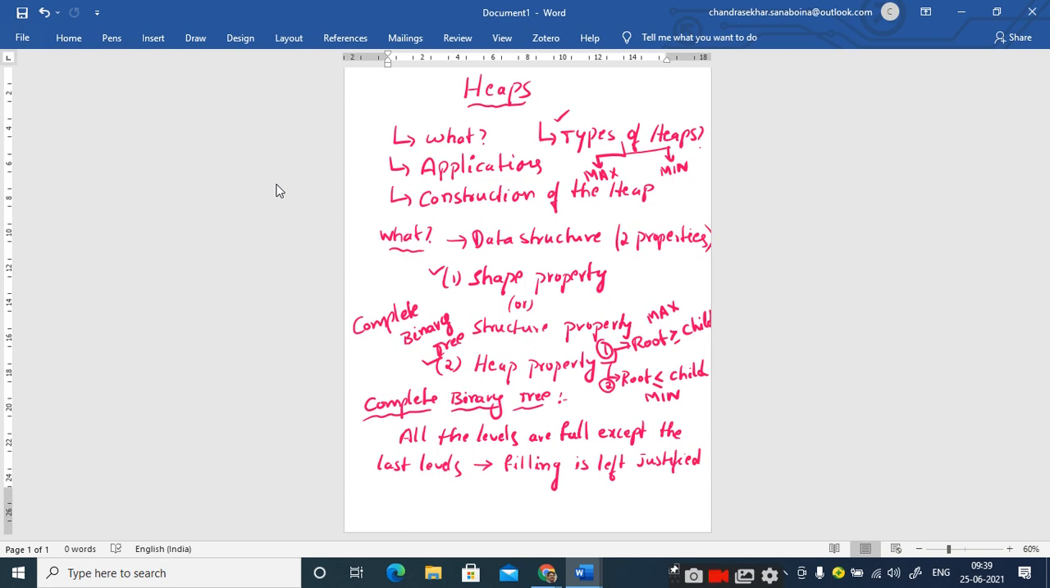The root node must be greater than or equal to the child, or less than or equal to, right? Very good, very good. So the root should be greater than or equal to the child, or the root should be less than or equal to the child, right?